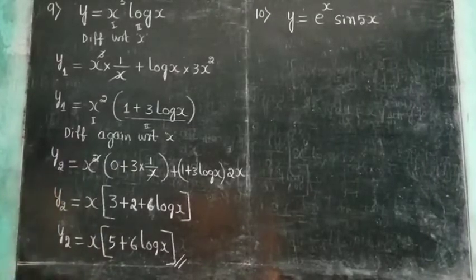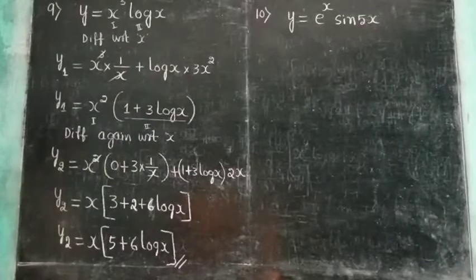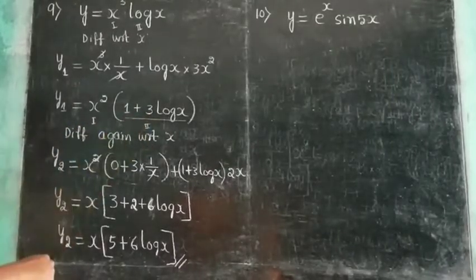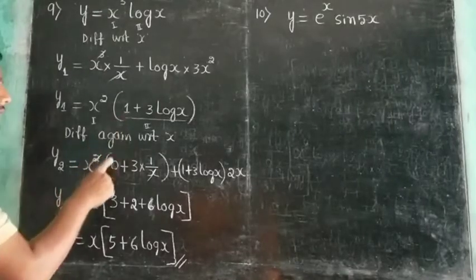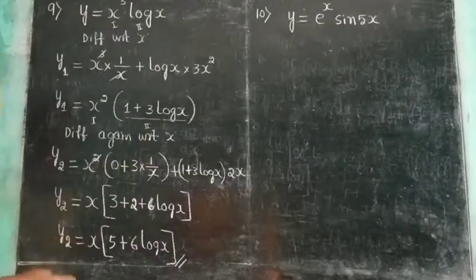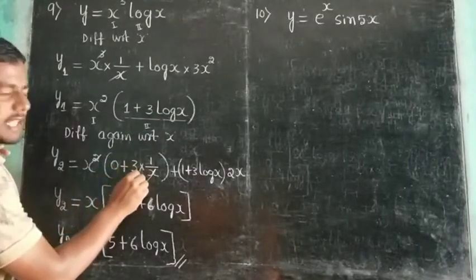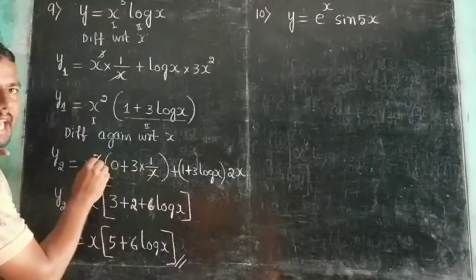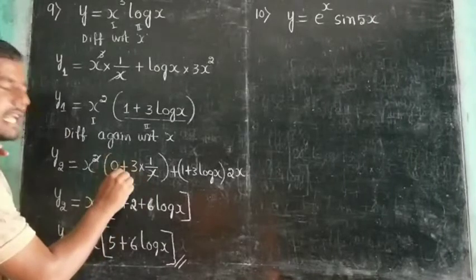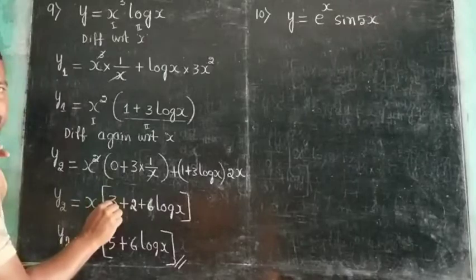For finding the second derivative, this one is the first function and this is the second function. Take x square as it is, and write the derivative of 1 plus 3 log x. The derivative of 1 is 0, plus 3 times the derivative of log x, which is 1 by x. So 0 plus 3 by x is nothing but 3 by x. The x gets cancelled, the remaining is 3x. In 3x we have taken x as common, so the remaining is 3.